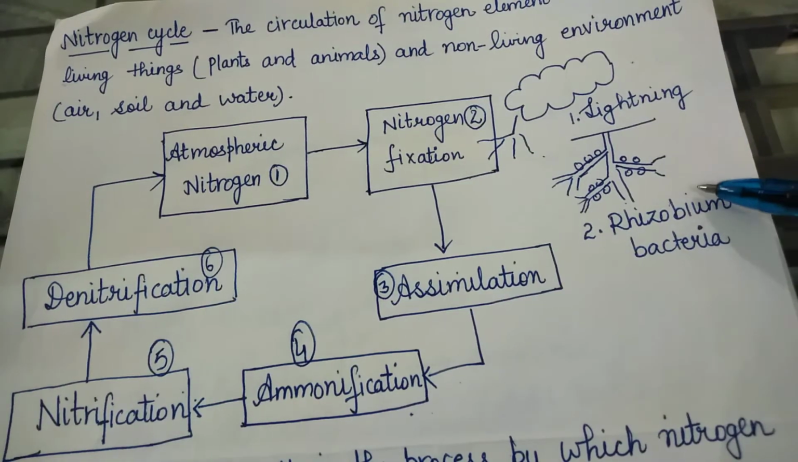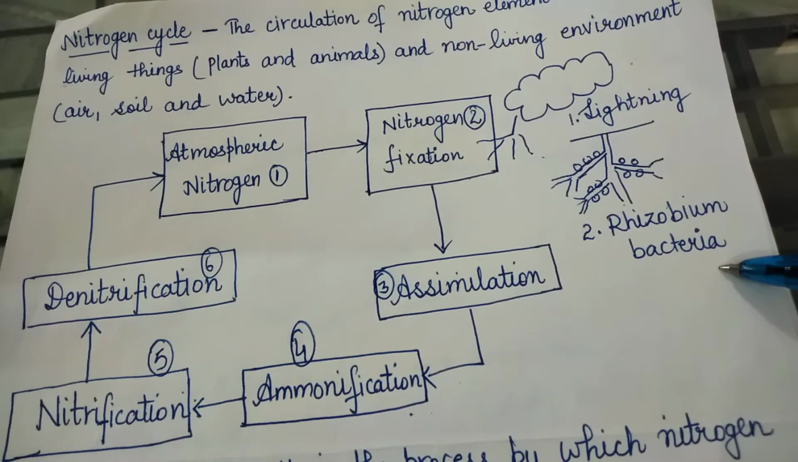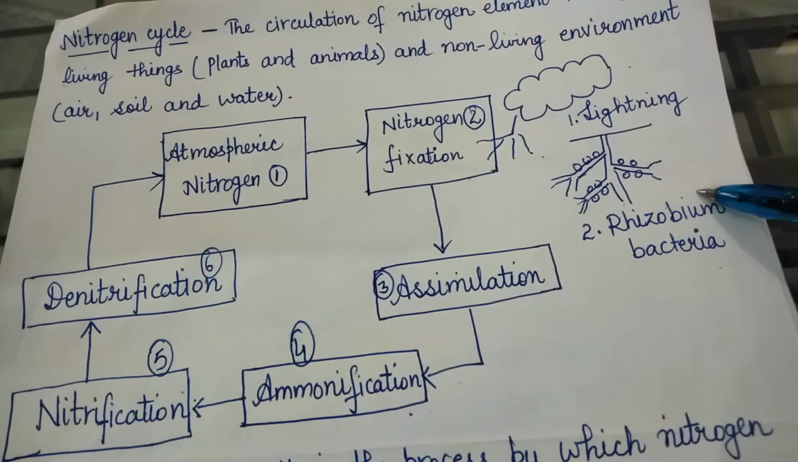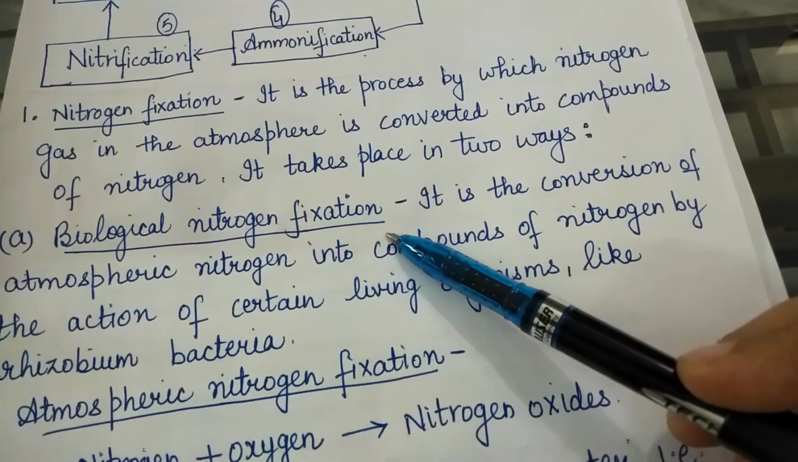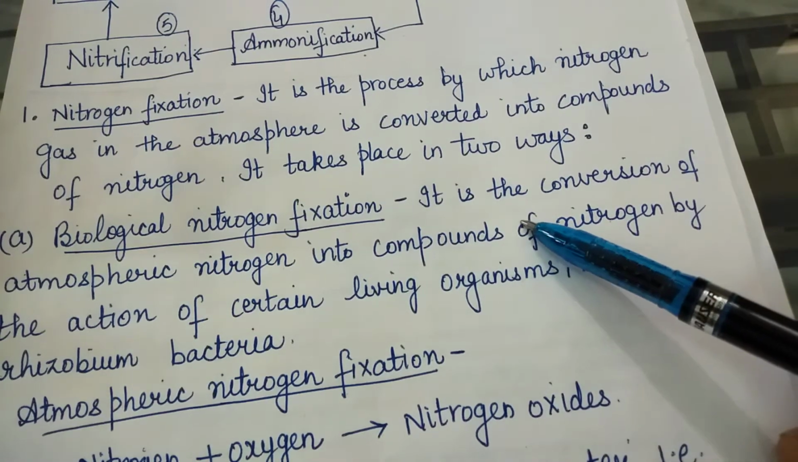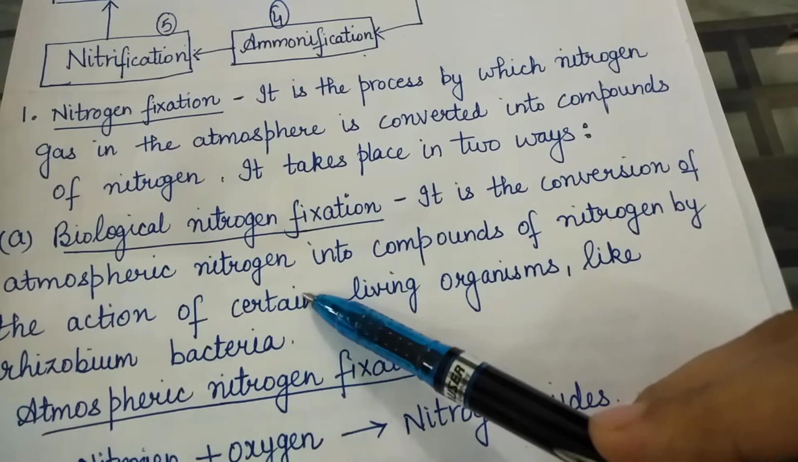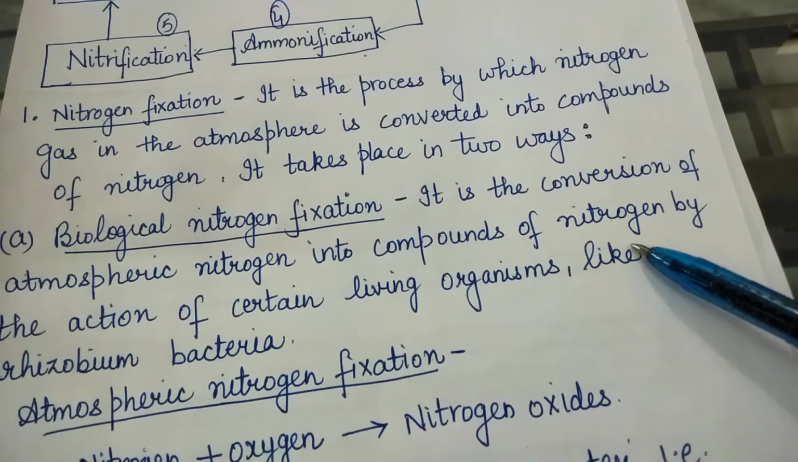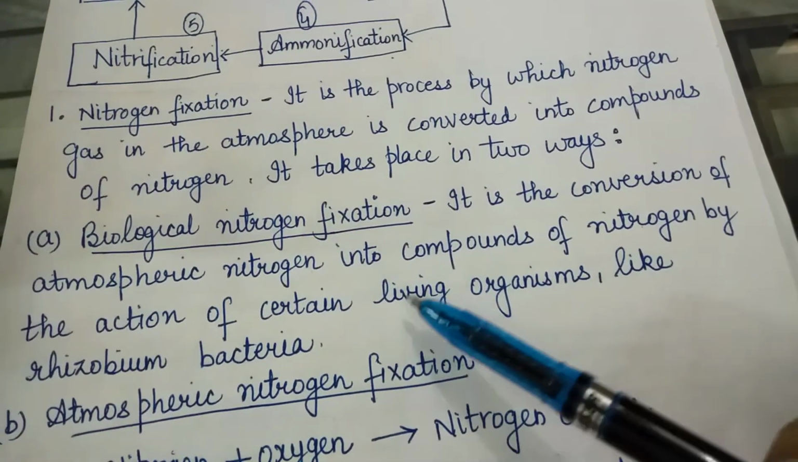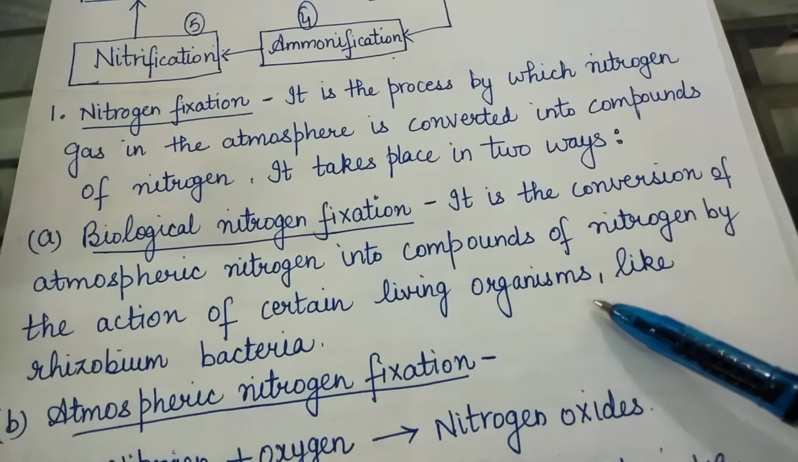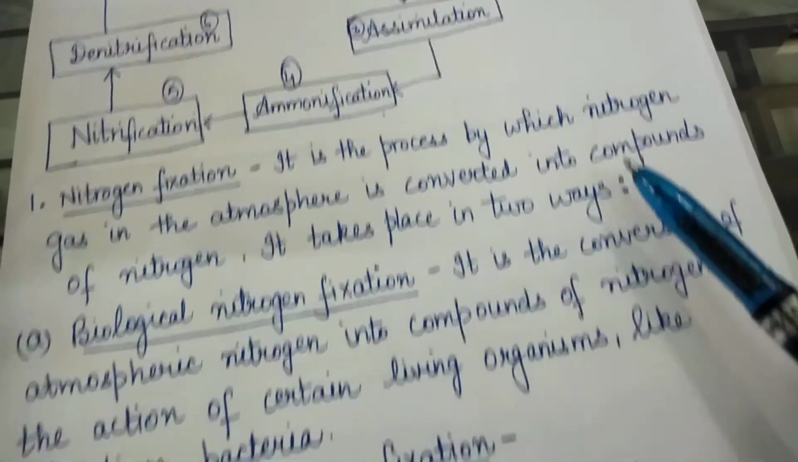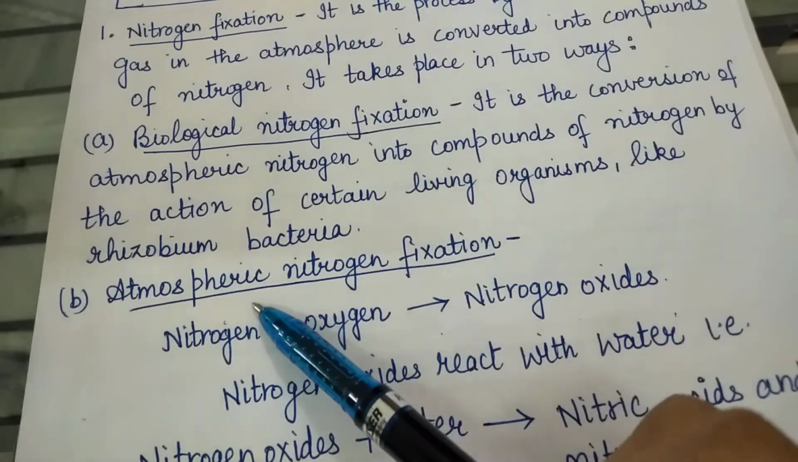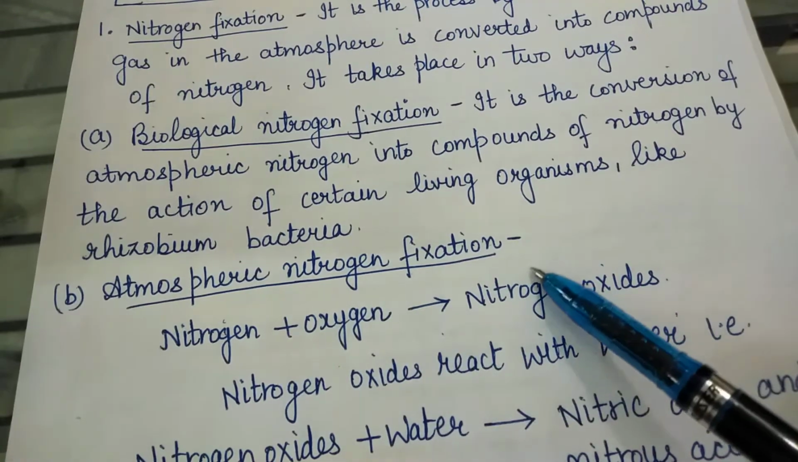Okay, and this can be done in two ways. First, it can be done by rhizobium bacteria, and that fixation is known as biological nitrogen fixation. In this case, atmospheric nitrogen is converted into compounds of nitrogen by the action of certain living organisms like rhizobium bacteria. And the second way is atmospheric nitrogen fixation.